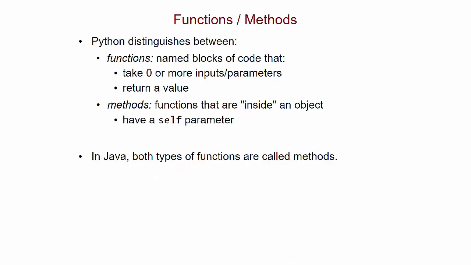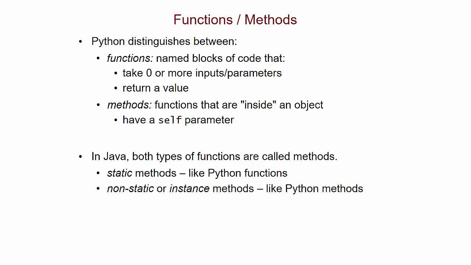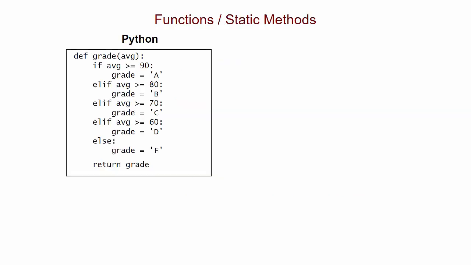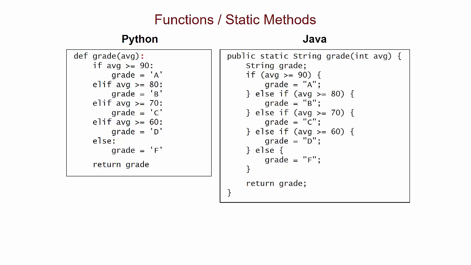In Java, both of these types of functions are called methods. Static methods are like functions in Python. They are not inside objects. And non-static methods are like Python methods. They are inside objects, and they're sometimes called instance methods instead. In this video, we're going to focus on static methods, which are the ones that are like Python functions. So here's our Python function again. Here is the corresponding Java static method.